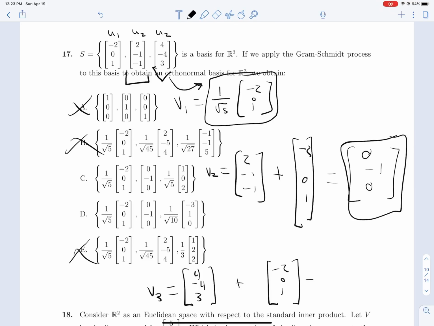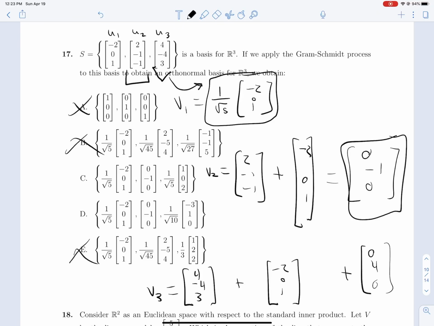u3 dot v2, which gives us positive 4. I'm so sorry about this. I said v3 dot v2, but this should be u3. There we go. u3 dot v2 gives us positive 4, and then we're dividing out v2 dot v2, which is 1, and then we're multiplying by v2, 0, negative 1, 0. So really, in the end, this gives us a plus 4 in here.